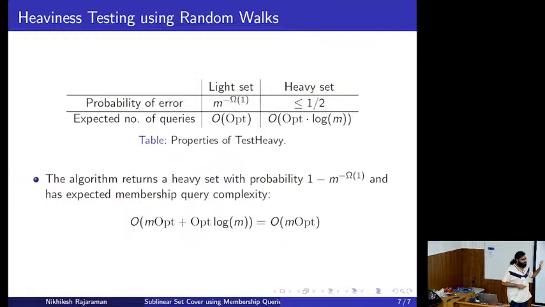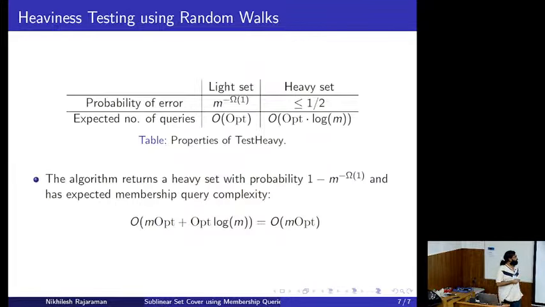So what we can show, I won't go over the analysis, is that this tester algorithm actually achieves some kind of asymmetric properties like this. If you just look at this table over here, we have the probability of error and the expected number of queries tabulated for light sets and heavy sets separately. The main thing to notice is that these are different for light sets and heavy sets, as opposed to the earlier case where we were using the same number of queries and had the same error guarantees for both.